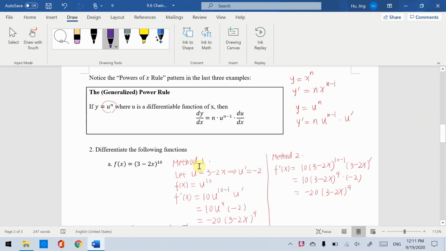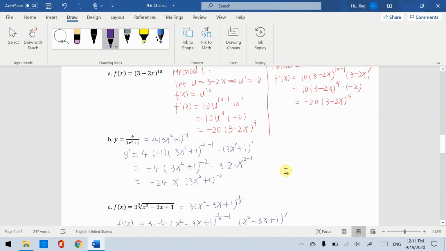Okay, now let's see the examples. For the first function, you could let 3 minus 2x equal u, then use u prime to get the answer. Here you just directly make the 10 jump down, then 10 minus 1. Then, because this is not x yet, so (3 minus 2x) prime. Then you clean up, here is negative 2, so you get the answer.